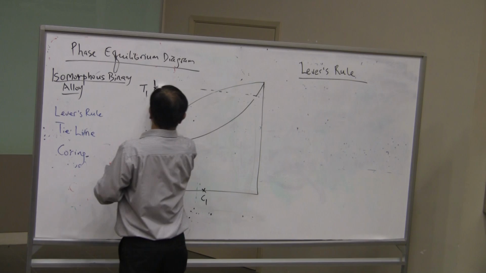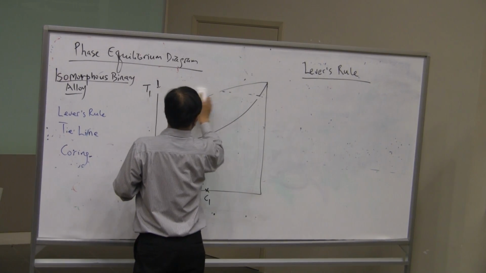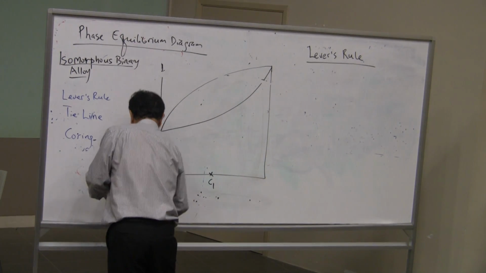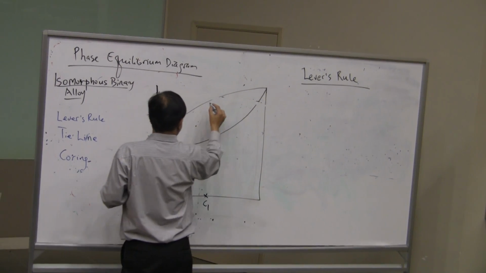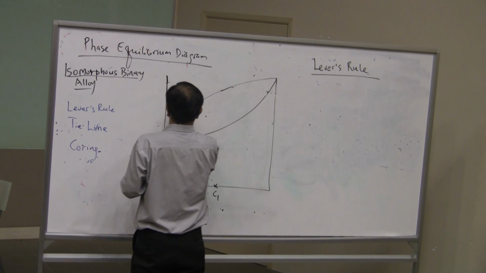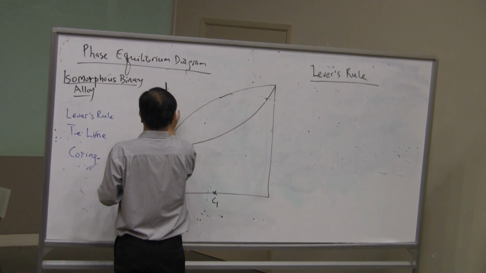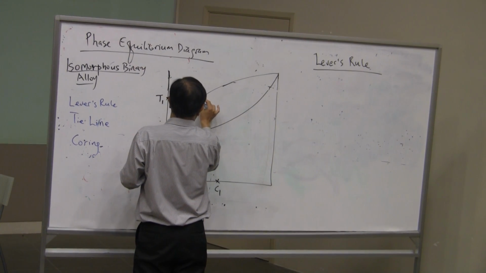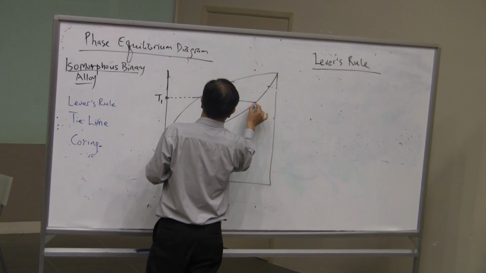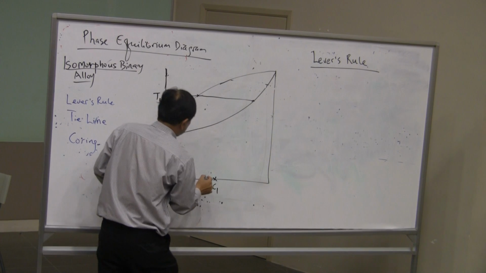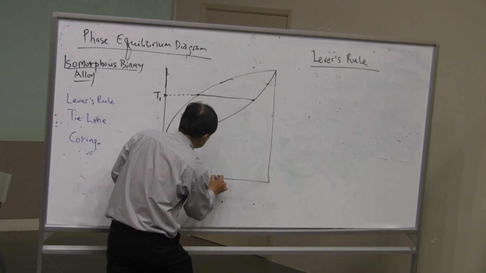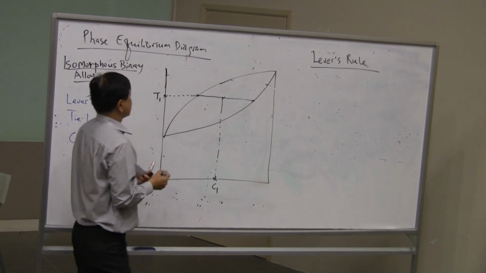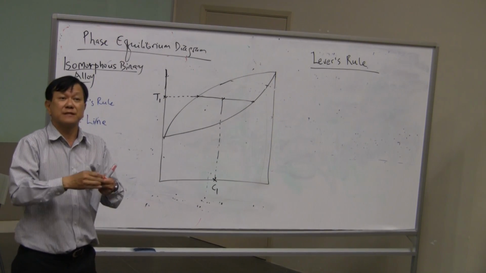No, this one is too high. Okay, go back to this again. So here, T1. Okay, here to here. Alright, where is C1? C1 is here. So you must also draw a line up. That's the first thing you need to do.